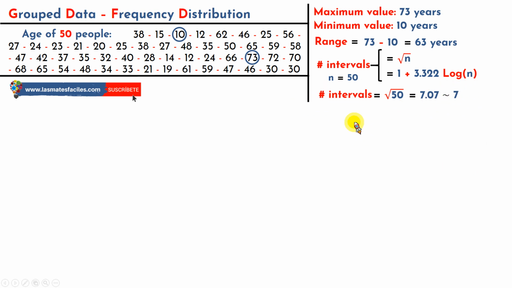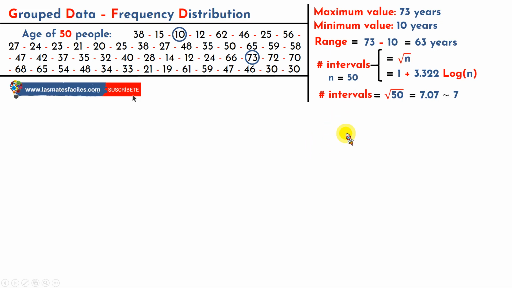We calculate this with the first equation. We can use the second formula. This is Sturges' rule. By replacing n with a value of 50, we will also get a result of approximately 7 intervals. So you can use either of these two formulas. I will go with this one.